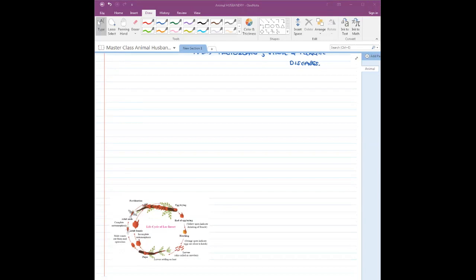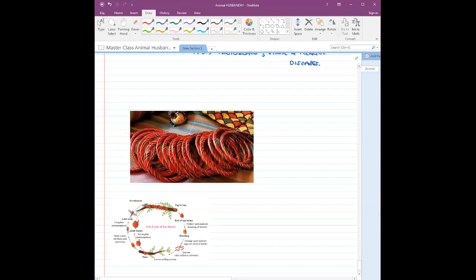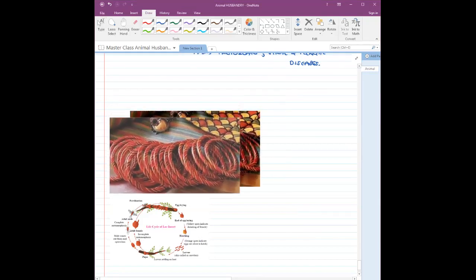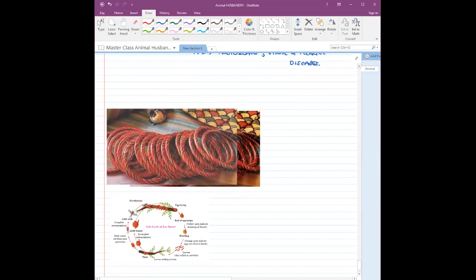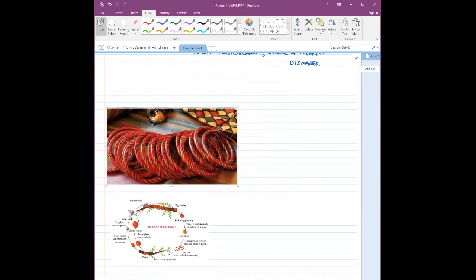I'm sure females must be quite aware of this thing. This is to give you an idea of what we are talking about. These are the bangles which we create out of this lac. It is somewhat plasticky kind of a thing. It is not exactly like plastic, but it has some resin kind of feel. It's a little different.